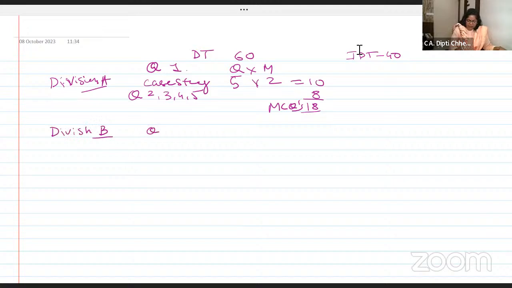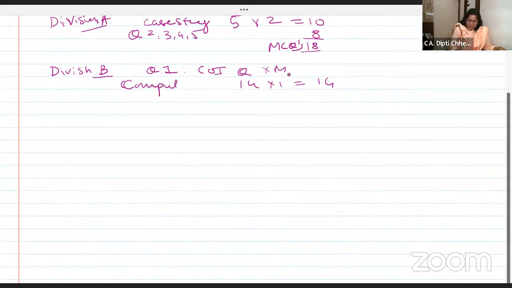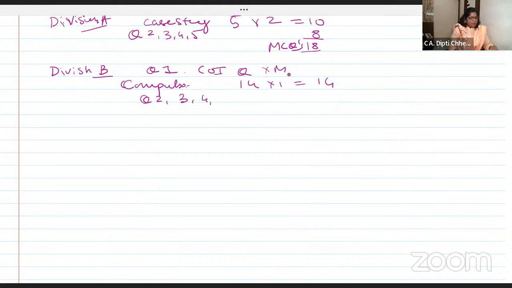Division B, okay? Question number one for 14 marks. Computation of income question, right? And this is 14 marks, 1 question. It is compulsory. But it is not compulsory to attempt it first. So if you know question number 2, 3, 4 well, do any. 2, 3, 4. Any 14 marks, 2 questions, that is 28. Done? So that makes it 60 marks. Mindset should be clear that you're not going to attempt an extra question thinking that ma'am, somewhere they'll give marks.